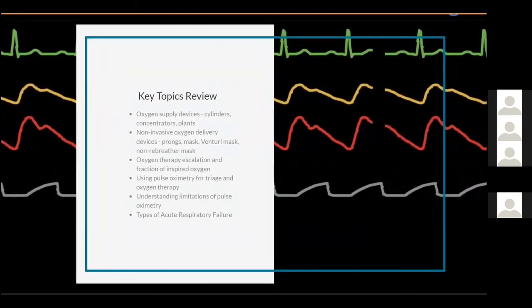So yeah, just to review what we discussed about oxygen supply devices: cylinders, concentrators, plants, non-invasive oxygen delivery devices, oxygen therapy escalation, and using pulse oximetry for triage and oxygen therapy. And we discussed potential limitations of pulse oximetry. This one will be discussed later. Acute respiratory failure will be discussed in the next session.